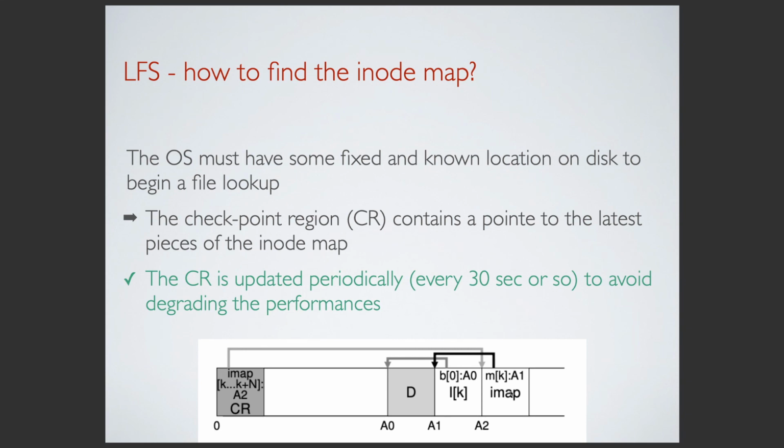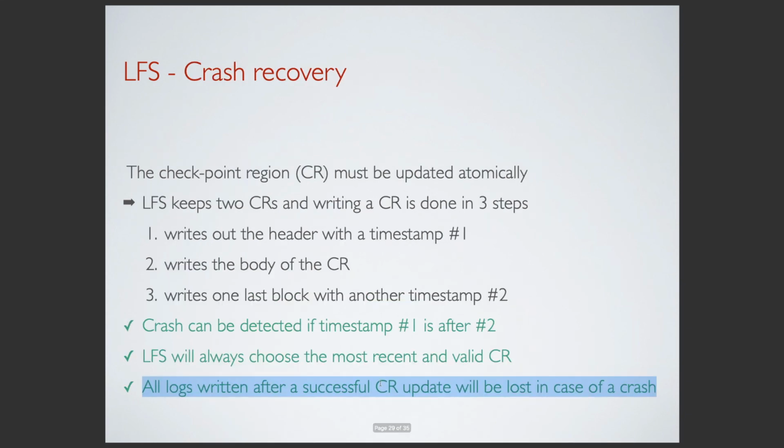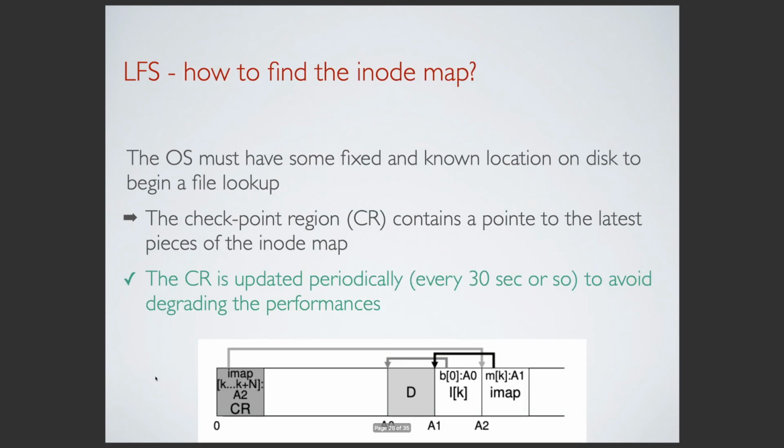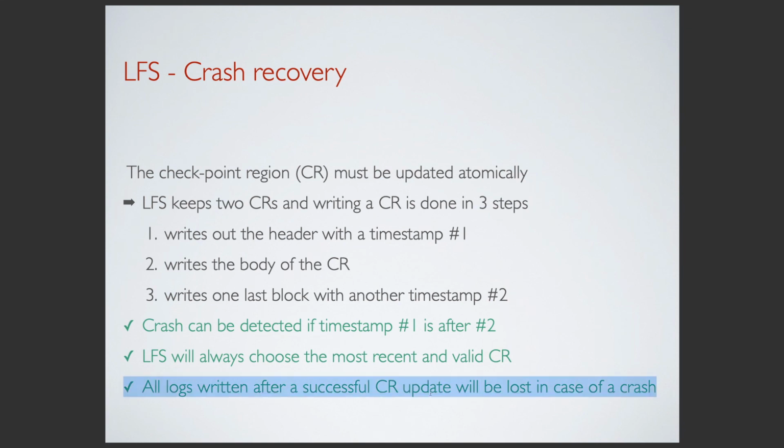So if there is a crash, the CR is going to point to the latest IMAP it recorded. Meaning, if there is a crash and the CR has not been updated, you can consider that this log is lost. So potentially you have lost up to 30 seconds of data, which can be huge, by the way. But that's a trade-off, and they have decided to do that.